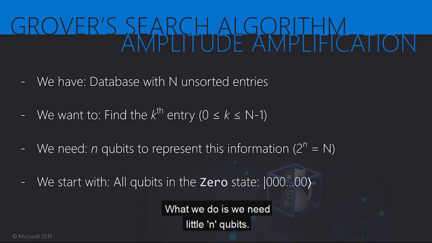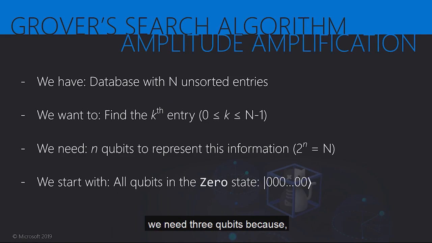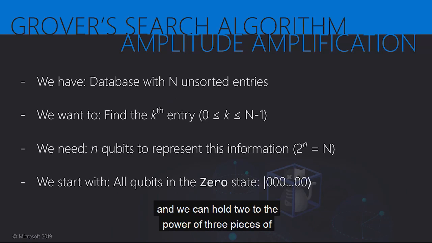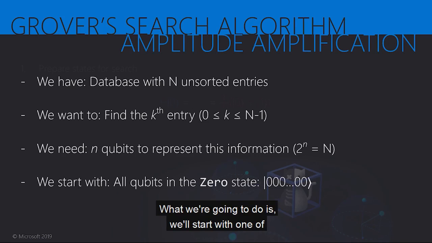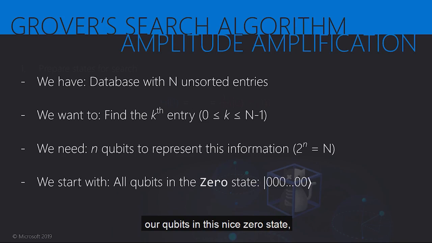What we do is we need little n qubits. So to represent, say, 8 bits of information, we need 3 qubits, because 2 to the power of 3 is 8, and we can hold 2 to the power of 3 pieces of information with 3 qubits, or bits of information, sorry. So in this instance, we're going to have small n being 3, just for simplicity's sake, for the demonstration. But obviously, this could scale up to a much bigger problem size. And what we're going to do is we'll start with all of our qubits in this nice 0 state. Everything is 0, so that we know it's a good known starting state, so we can start our computation.